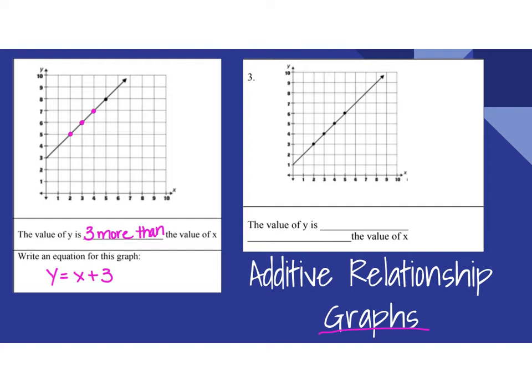In our graph on the right, again, we see some points that are already graphed for us. We see 2, 3, 3, 4, and 4, 5. Each time, we're adding 1 to the x value to get our y value. So the value of y is 1 more than the value of x.